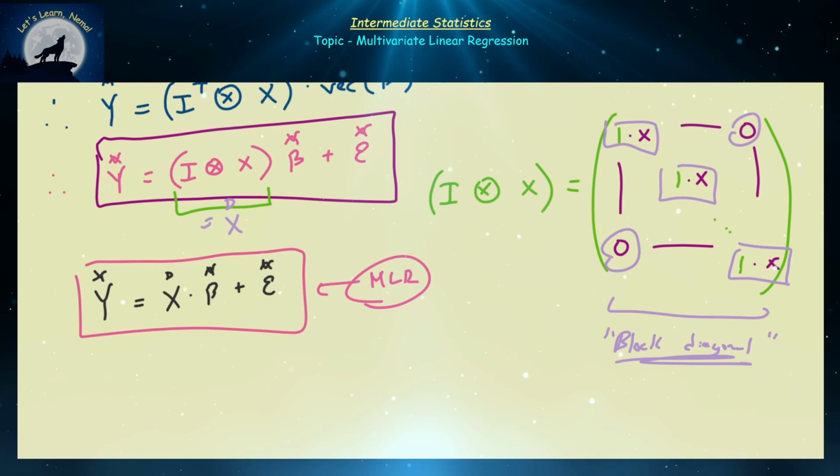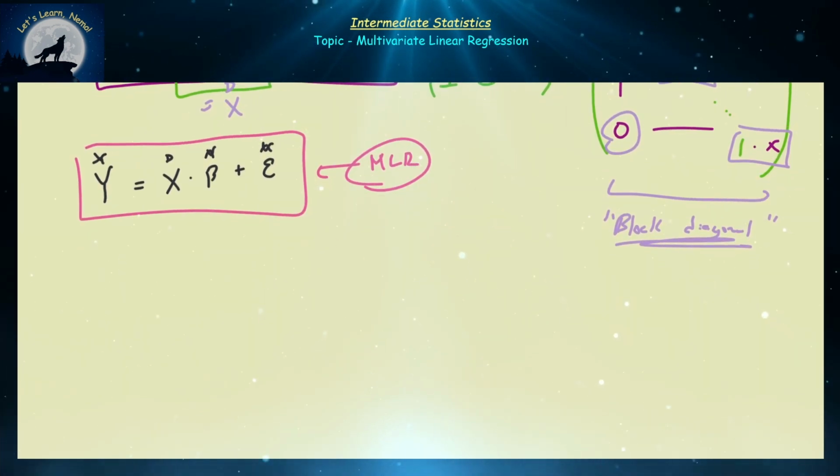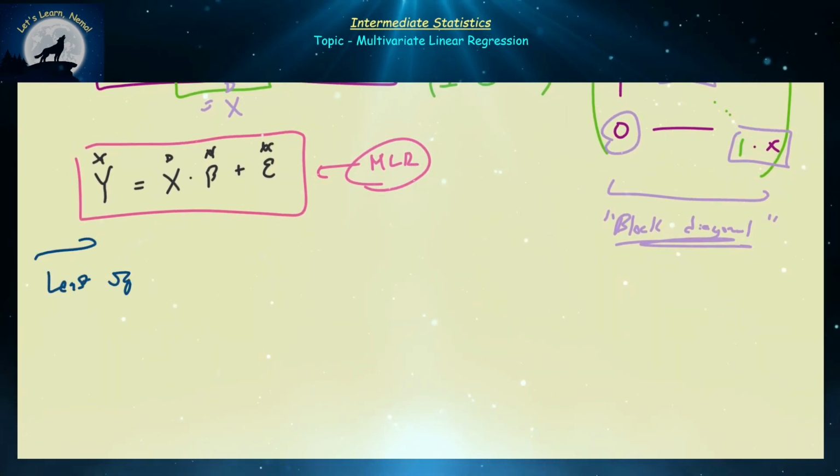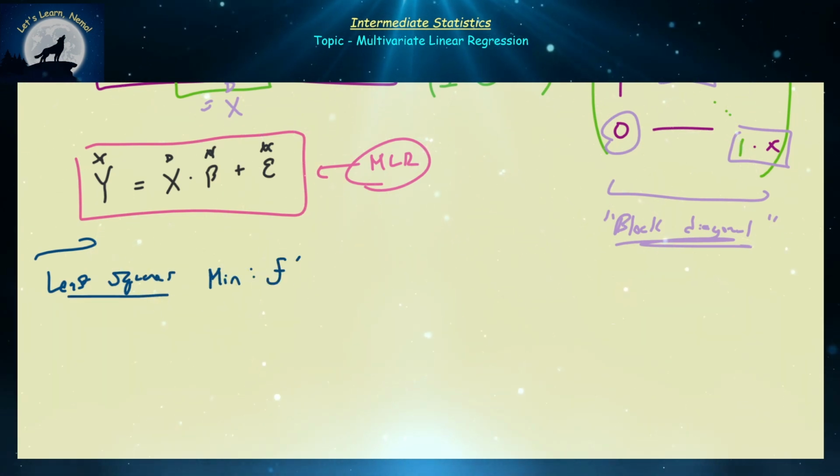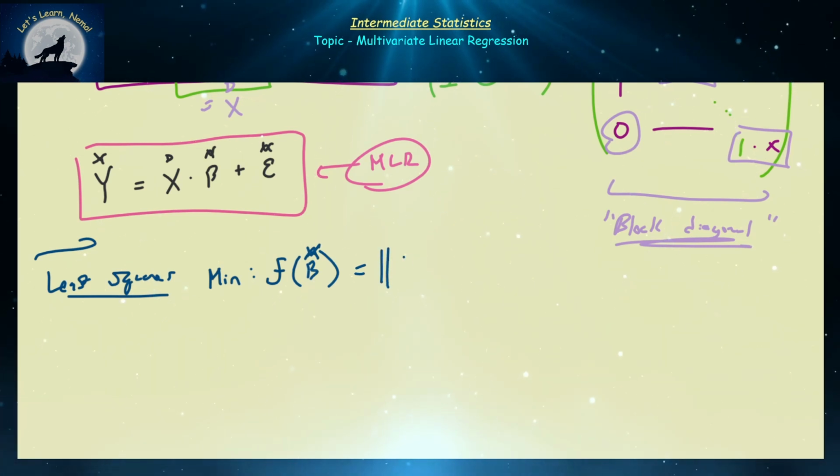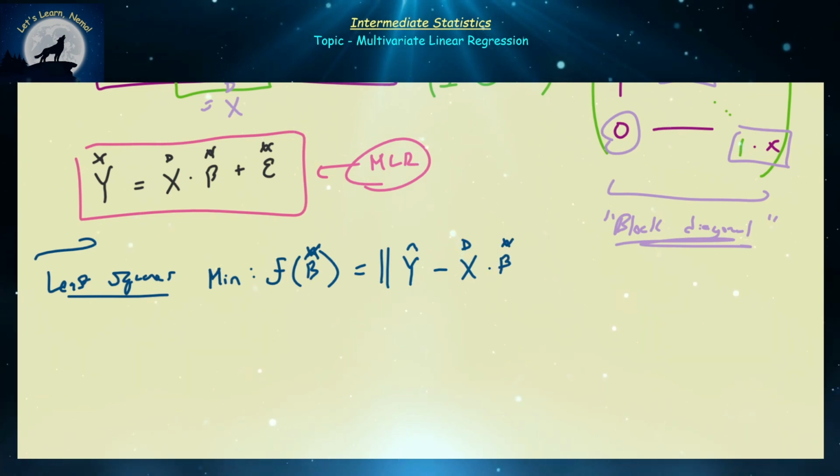So again, we're going to use least squares, which is going to minimize this functional f of beta hat. Keep in mind, this is going to be a beta hat vectorized, and this is going to be equal to the norm of y hat minus x d beta hat. Let's use capital D to stay consistent with notation as well, right? That's going to be the diagonal matrix with x on the diagonals times our beta hat vectorized, all squared.